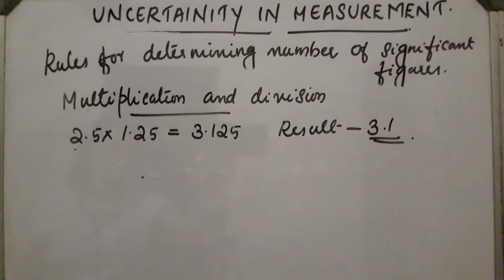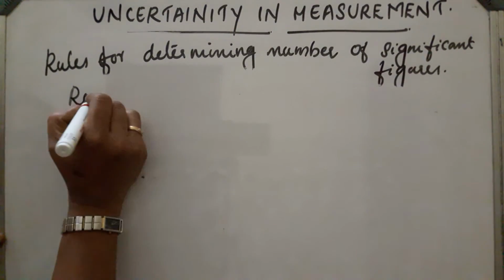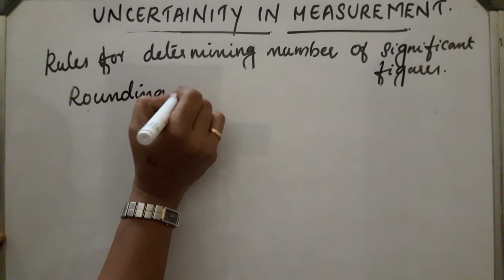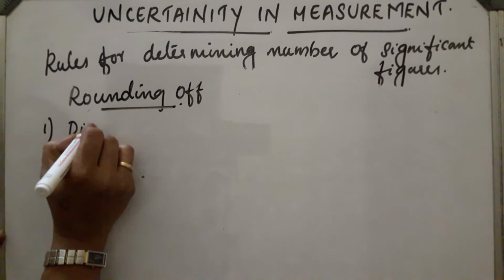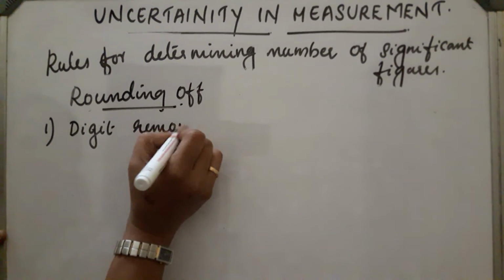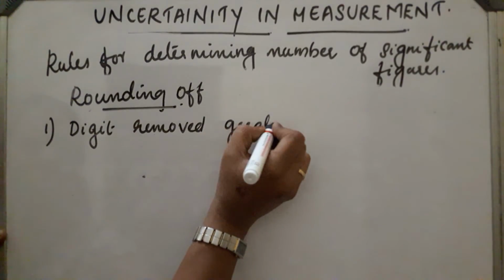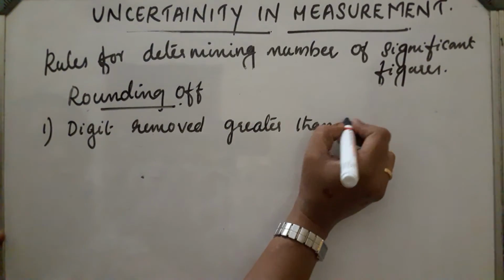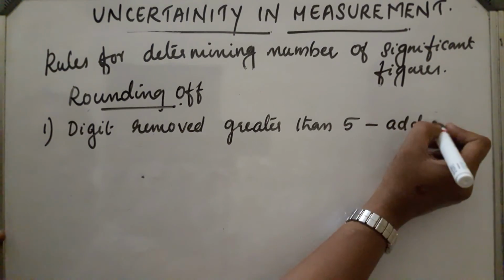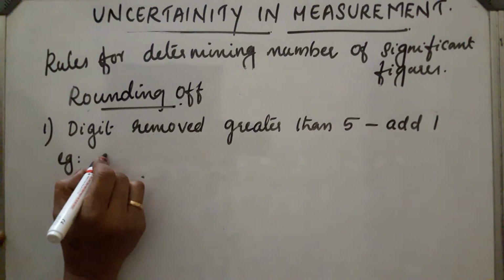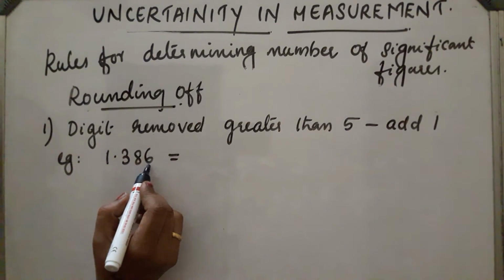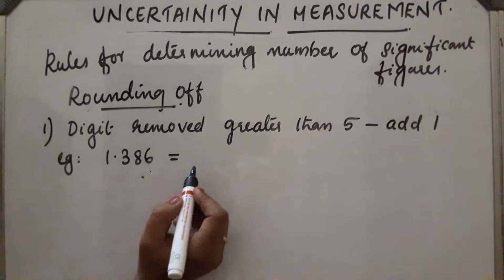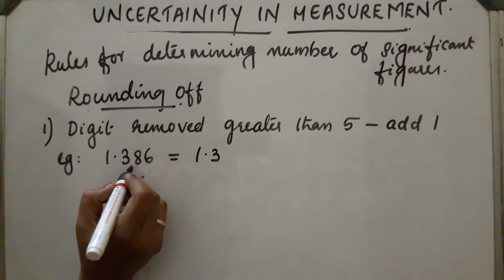Okay, now we can study the rounding of numbers. How can we round off? First case, if the digit removed is greater than 5, we have to add 1. Okay, example, 1.386. How can we write this? The third digit is 6, which is greater than 5. That means we have to write 3, 8 plus 1, 9.